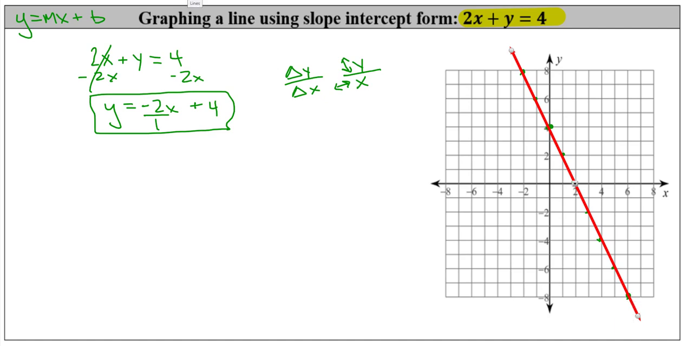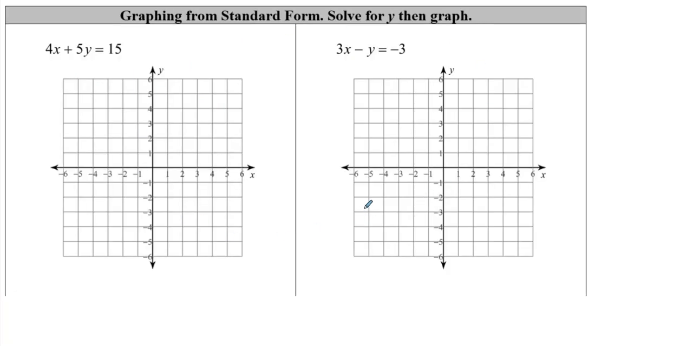This is all of our solutions. Graphing in slope intercept form is going to be very, very useful to us. Okay. So I have 2 examples here. I'm going to pause the video, let you guys try these ones on your own, and then have you come back, see what you got.